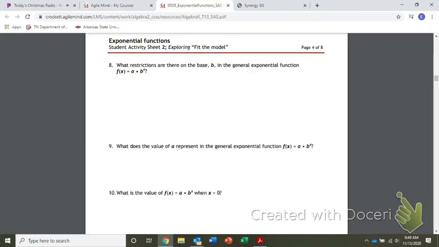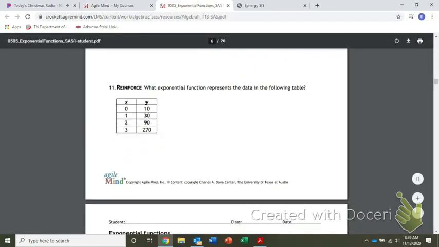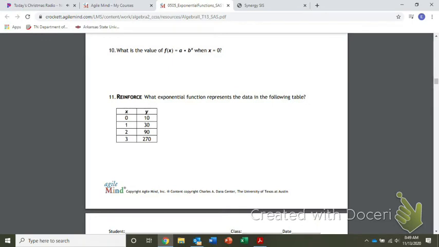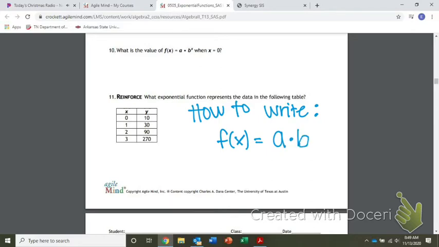All right, number 11. So first I want you to write how to write f of x equals a times b to the x, where a is the y-intercept and b is the constant multiplier. That's what CM stands for, constant multiplier.